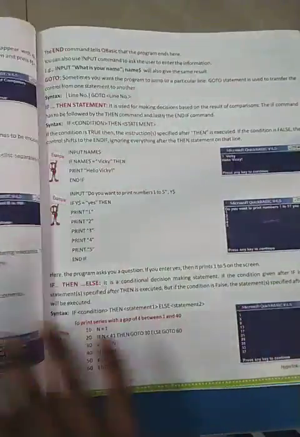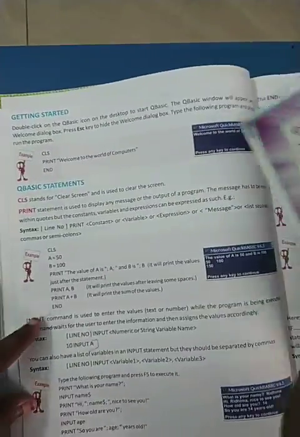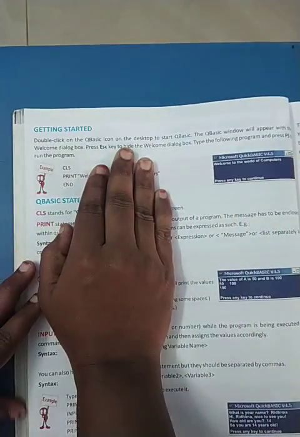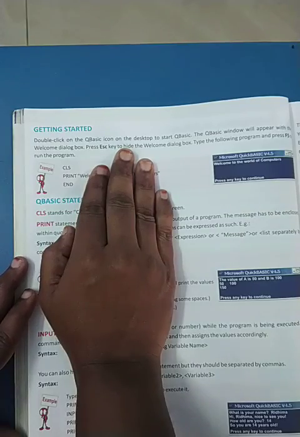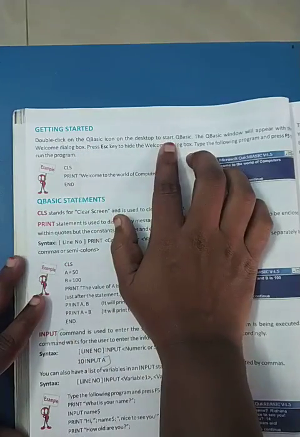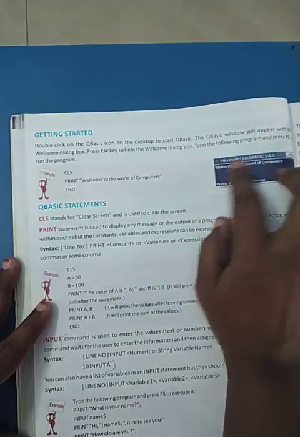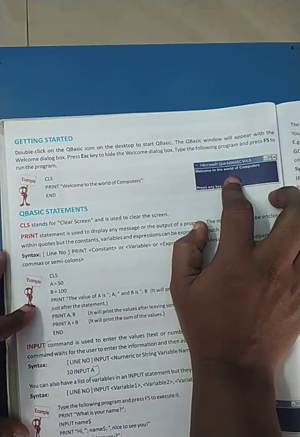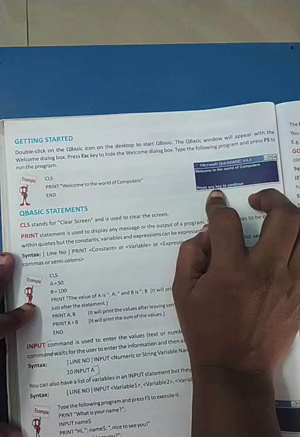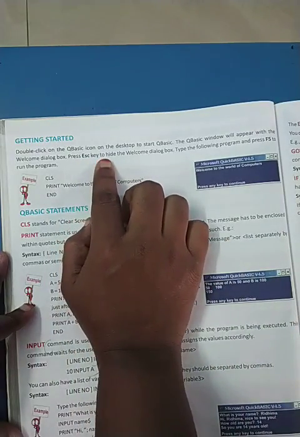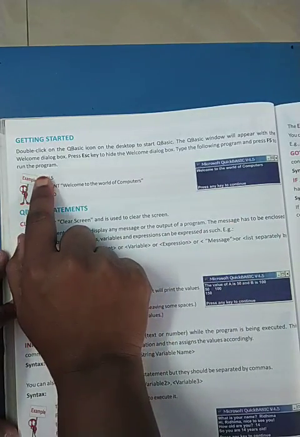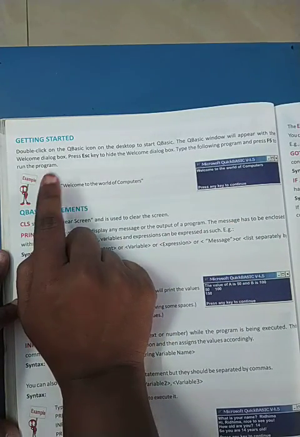Now coming to QBasic. This is an application that you can download from Google and install on your desktop or laptop, and then when you double click on it you can go into the QBasic window. It will be like this: Microsoft QBasic version 4.5 and welcome. Then we can press the escape key to hide the welcome dialog box. Then the first program.